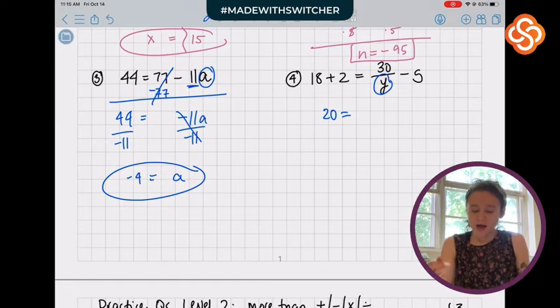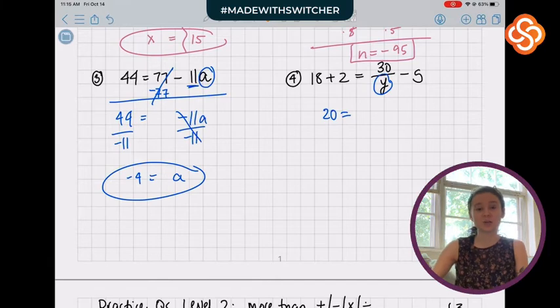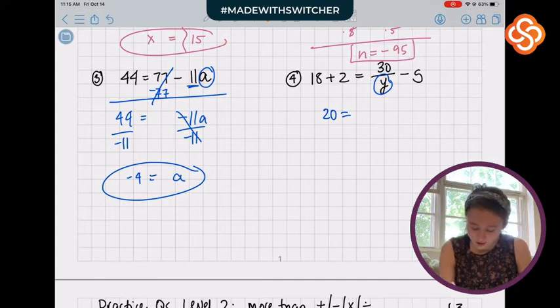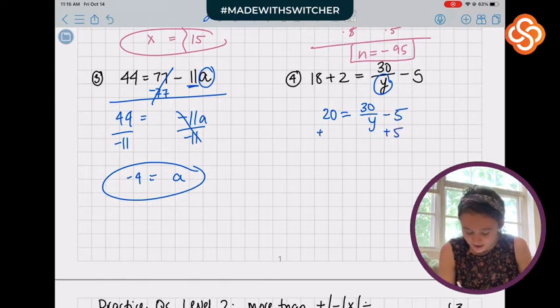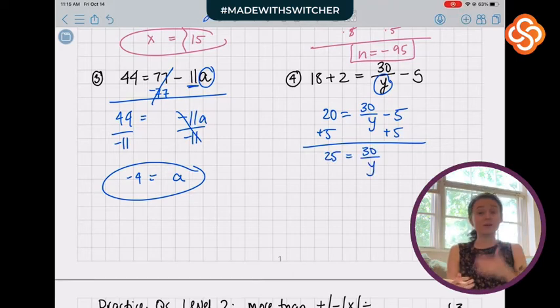So I have a 30 divided by y, which means that the 30 is there and so is the 5. But I'm supposed to be doing addition subtraction first. So my subtraction here is minus 5. What's the opposite of minus 5? Okay, wait. I was just rewriting this because I did that 20. So the opposite of minus 5 is adding 5. So I have 25 is equal to 30 over y.